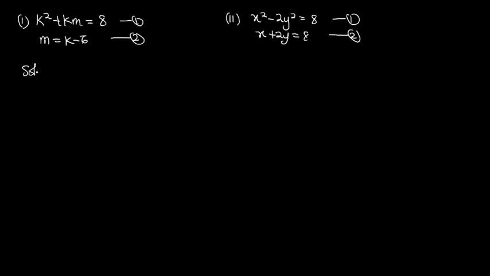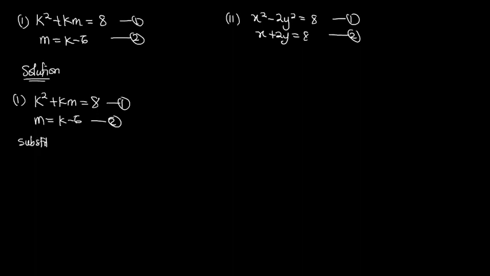Solution I. I have k squared plus km is equal to 8 as my first equation, and m is equal to k minus 6 as my second equation. If you look at equation 1 and equation 2, one of the terms has already been made the subject in equation 2, so there's no need to make anything the subject. From here you can straight away go ahead and substitute.